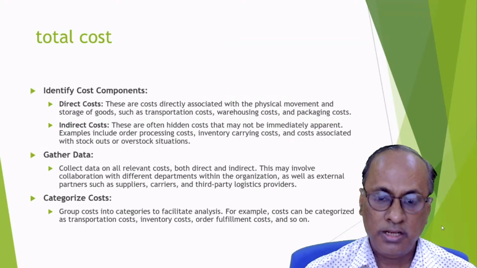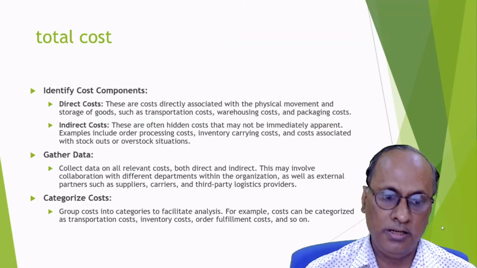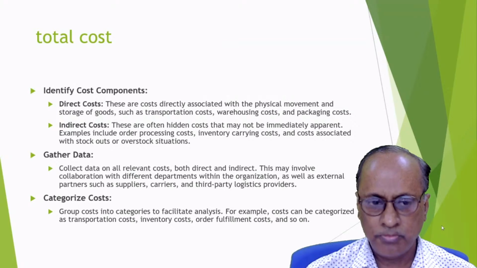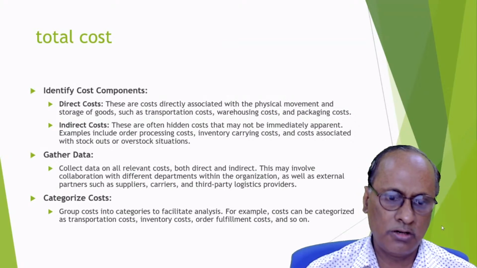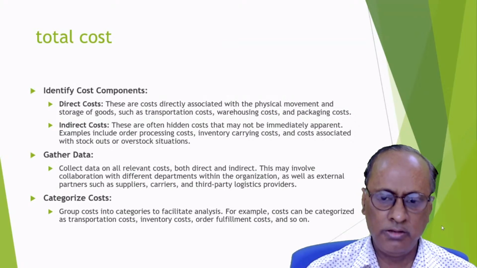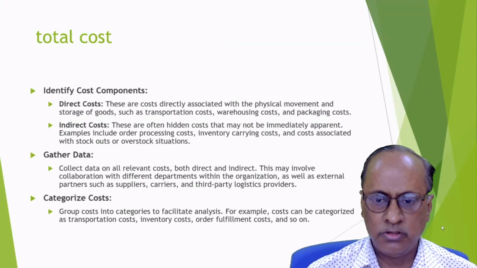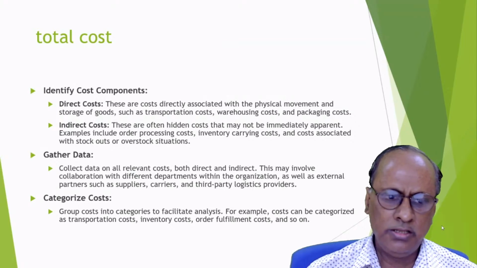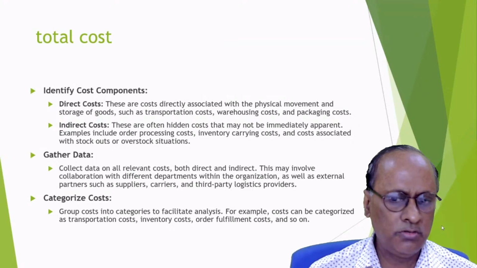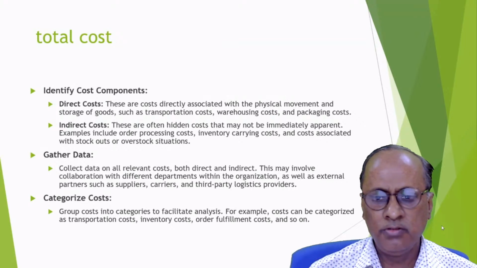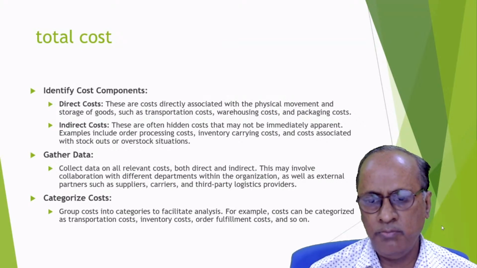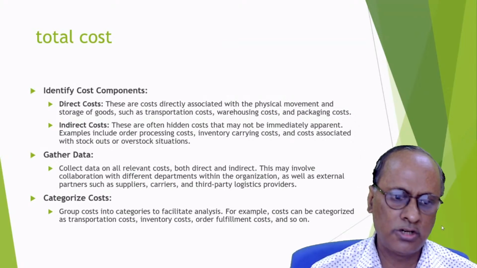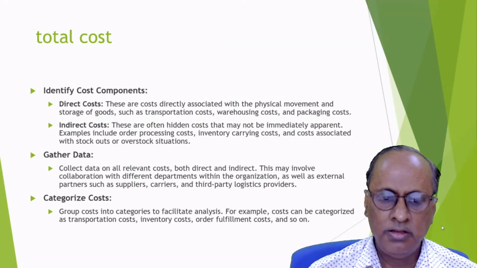They are not apparent immediately. Examples: order processing cost, inventory carrying cost, cost associated with stockouts or overstock situations. Now I will explain the last one, the cost associated with stockouts. What are the indirect costs associated with stockouts? They bring a bad name to the organization. The goodwill of the organization will go down if there is a stockout in the finished product.